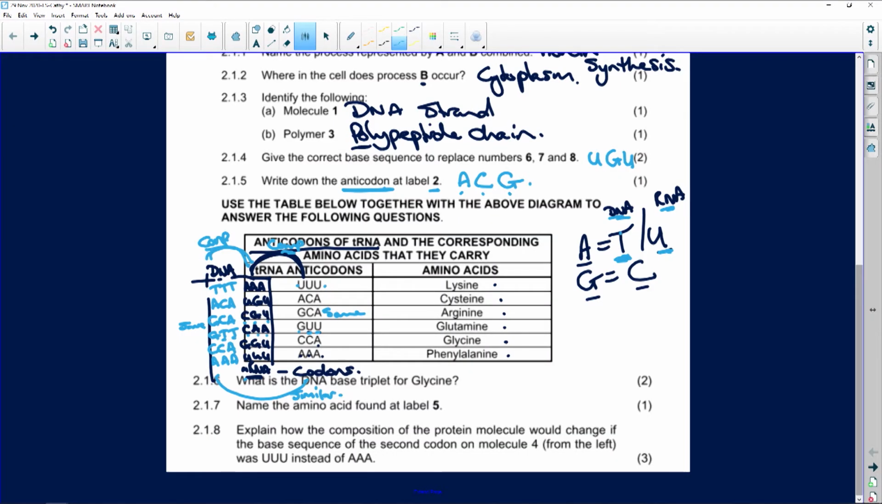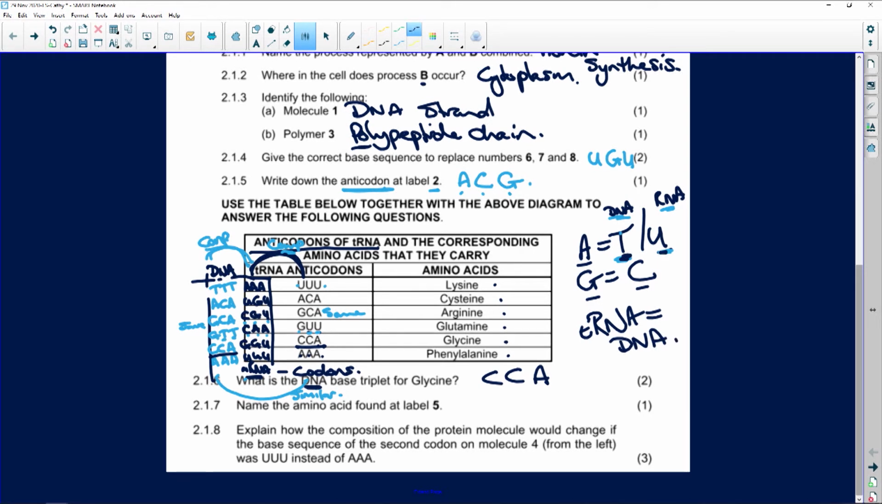So now it says, what is the DNA base triplet for glycine? So they want the DNA base triplet. So we look here for glycine. The DNA base triplet is going to be CCA. Why? Because there it is and there it is. CCA, CCA. Because your transfer RNA is equal to your DNA, except for the thymine and the uracil.